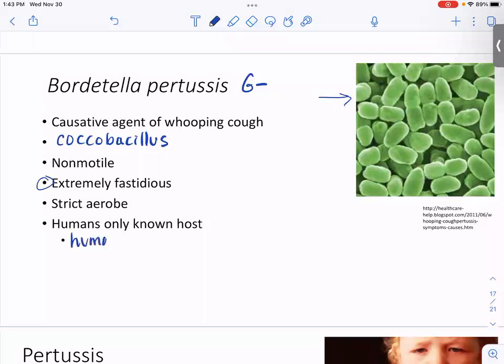Humans can also be carriers. So kind of like Neisseria meningitidis, we can have it as our normal microbiota in our upper respiratory tract and not be sick ourselves, but have the potential to pass that on to a baby. So that's why we recommend that pregnant women get vaccinated, and anybody that's taking care of babies gets vaccinated.